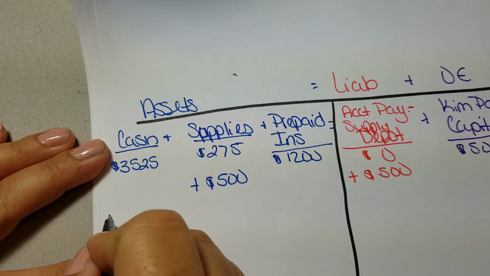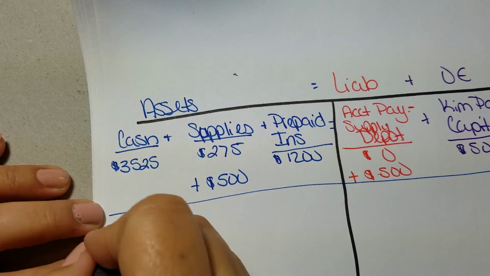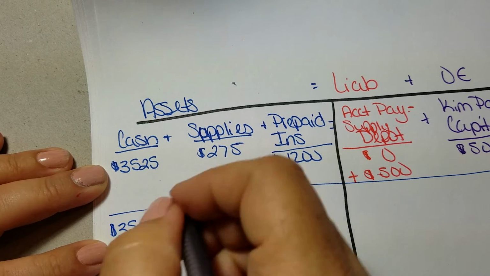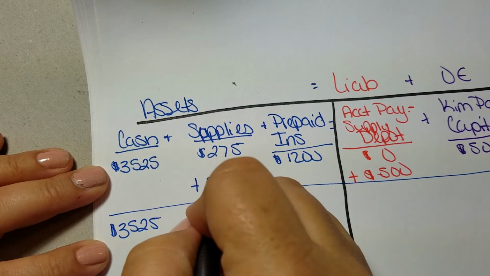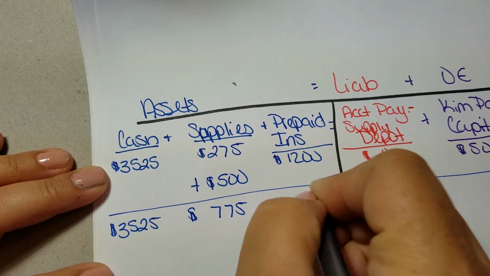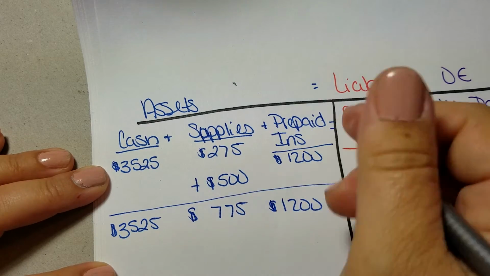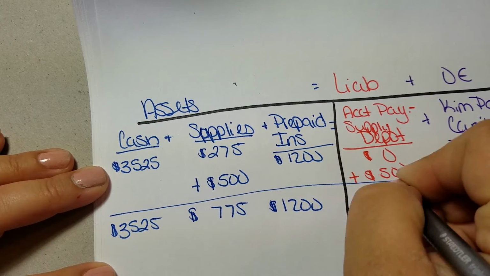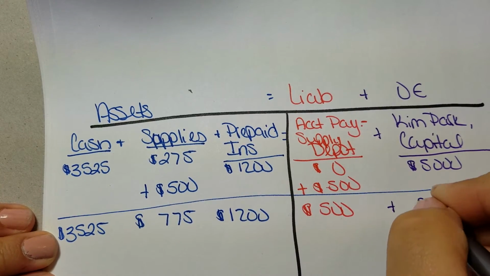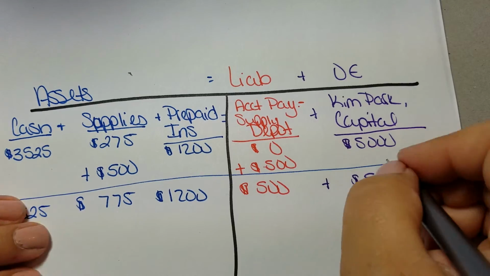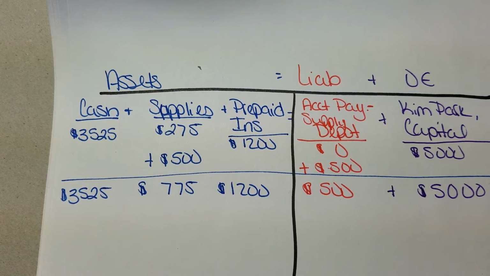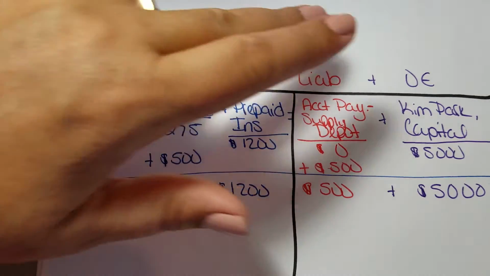So if I draw my line and check our balances, nothing happened to cash. Our supplies went up to $775. Nothing happened to our prepaid insurance. Our liabilities now went up to $500 for our accounts payable Supply Depot. And our capital remained the same.